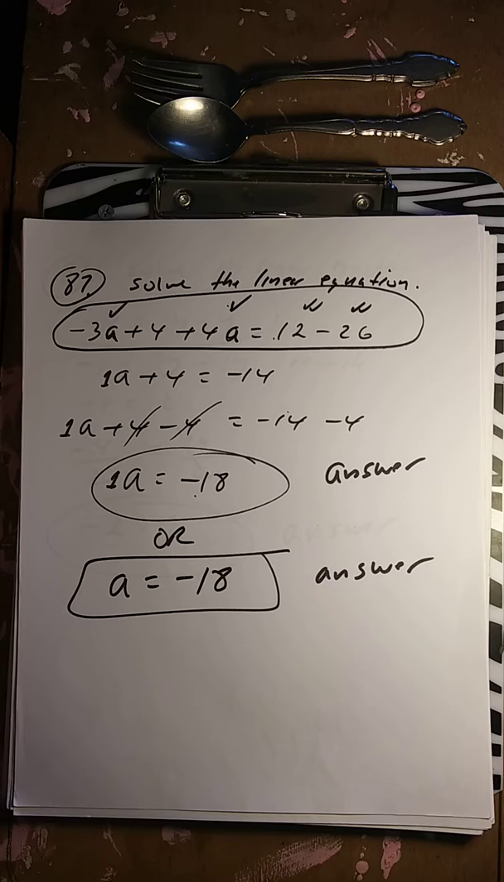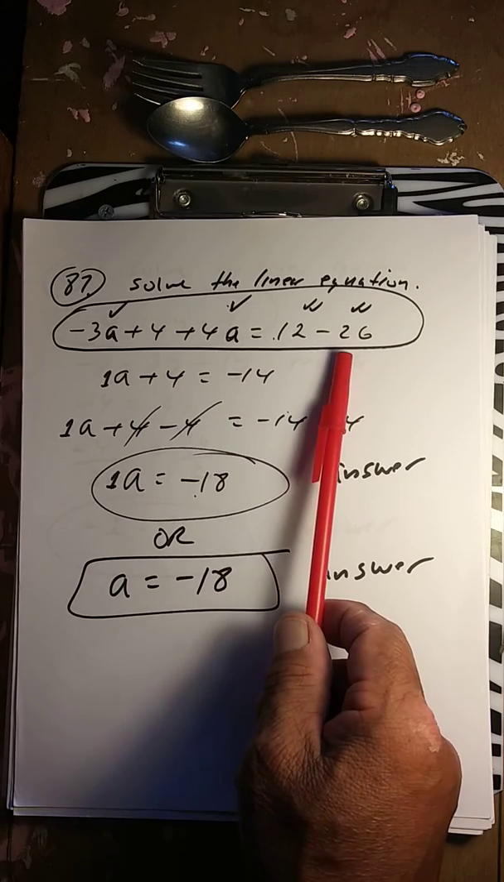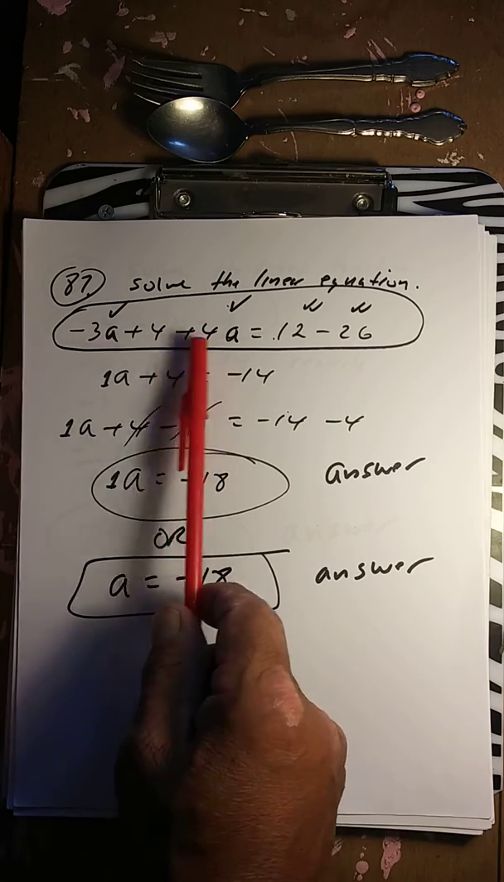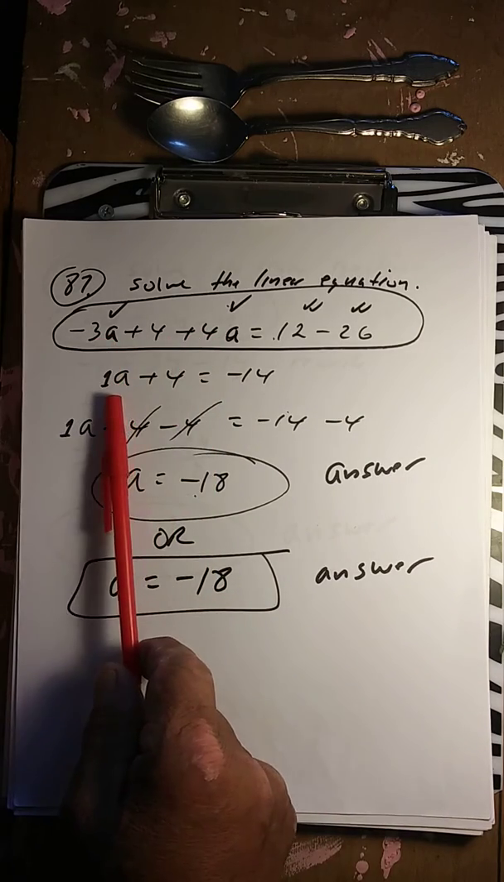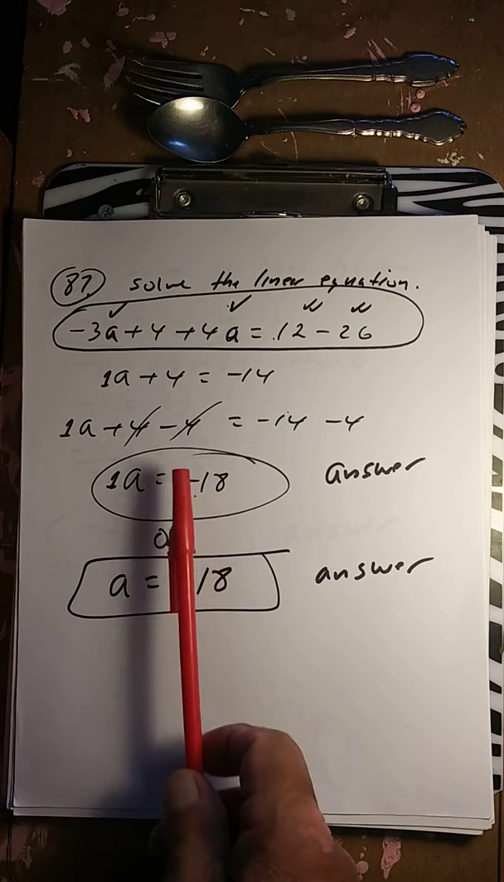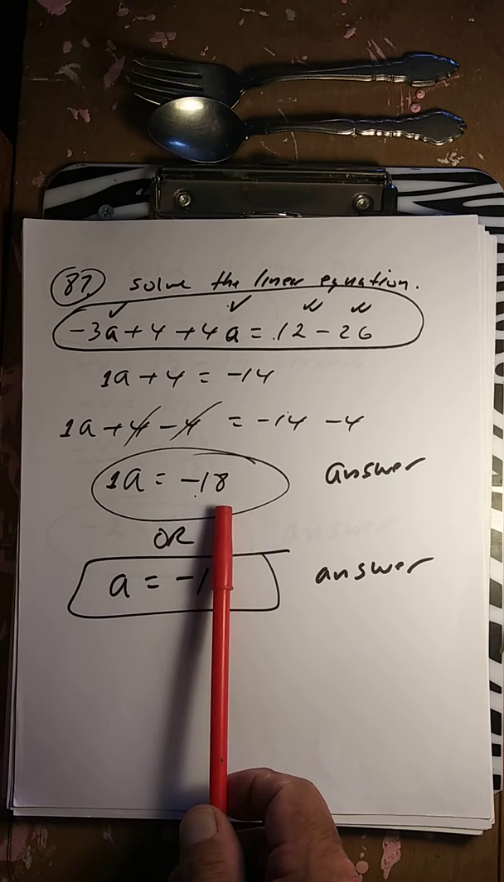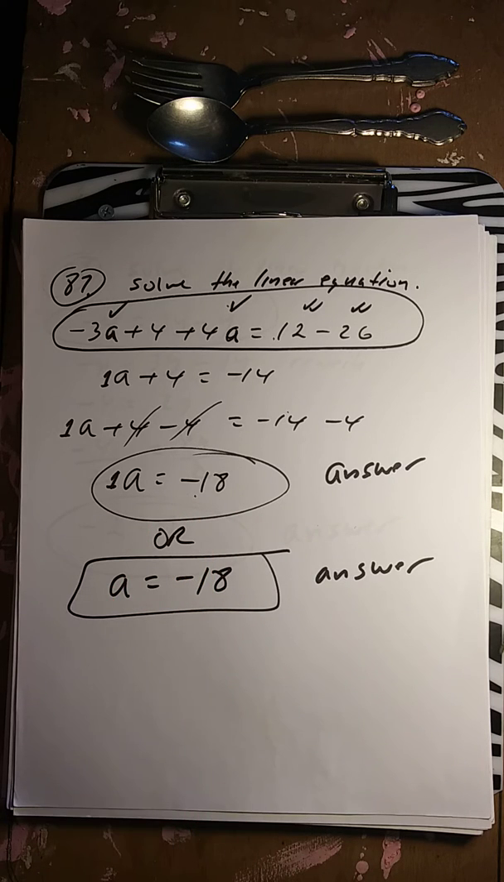Solve the linear equation. Negative 3a plus 4a equals 12 plus negative 26. So combining the a's, 4a minus 3a is 1a plus 4. And this right here is going to be negative 14. So now I'm going to go negative 4 on both sides. So 1a equals negative 18, or just a equals negative 18.